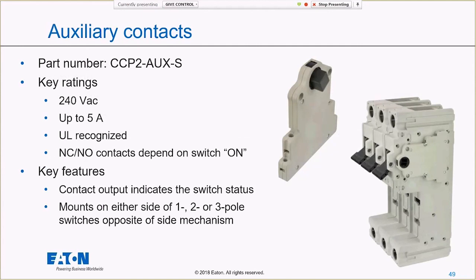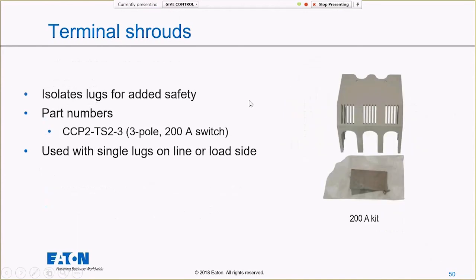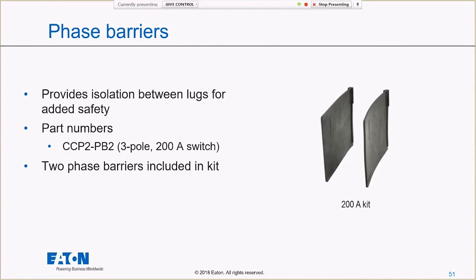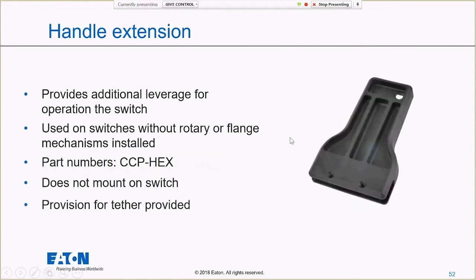And then finally, this one has an aux contact as well. This aux contact can mount on either side, so you can put it on the right or on the left. And it measures, again, the on-off of the switch, or the position of the handle. There is no PLC fuse monitor for the 200 amp. You can get a separate terminal shroud. You could get it with the lugs, but you can also get it separately if you just wanted one, or if you lost it. There are phase barriers available too, maybe if you want that on the line side of it, and then you can also get this handle extension.